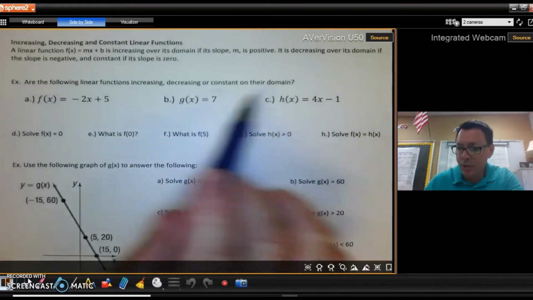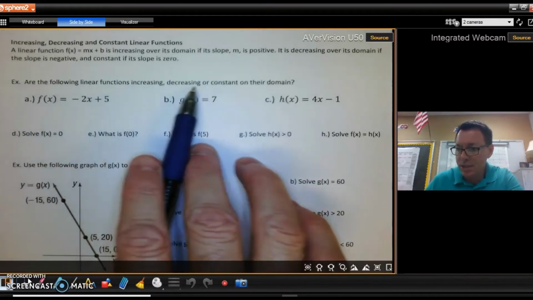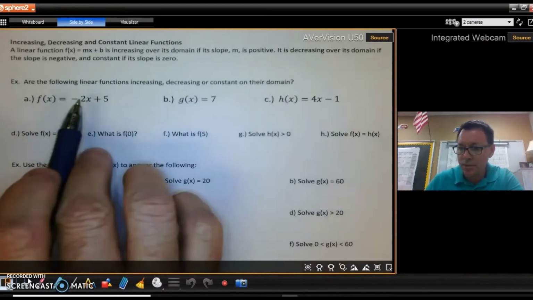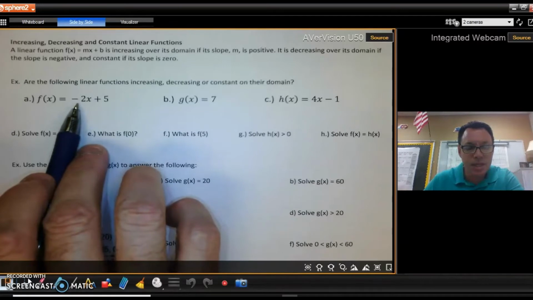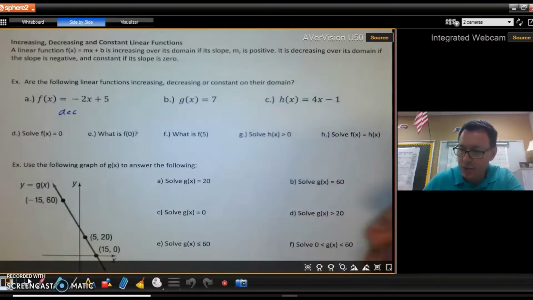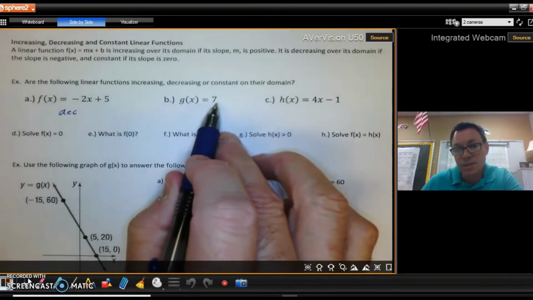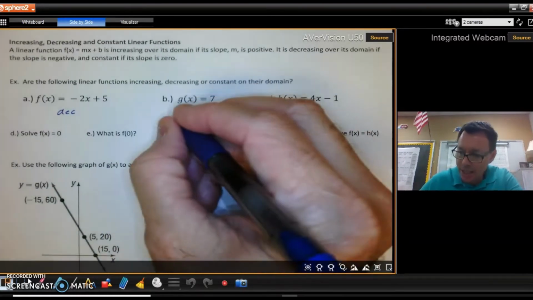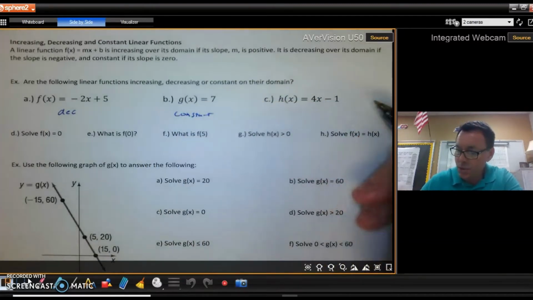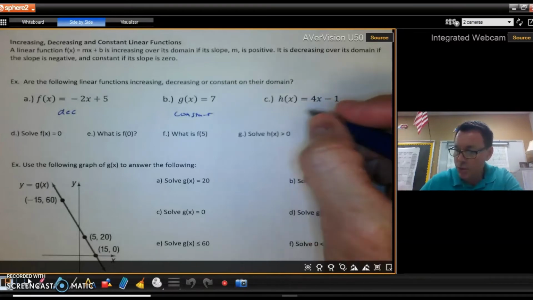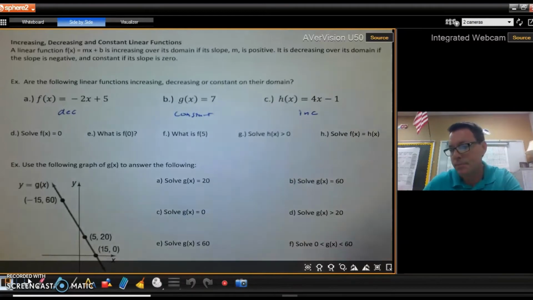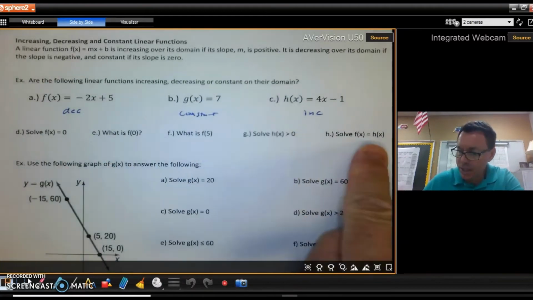So look at the following. Are the following linear functions increasing, decreasing, or constant? And then we're going to answer some questions about those functions as well. So right here, I can see that the slope is negative 2, so this graph would be going down. So this is a decreasing function. G of x equals 7, so there's no change. That is a constant. And then 4x minus 1 has a positive slope of 4, so it's always going up, up, up, up. So it's increasing.